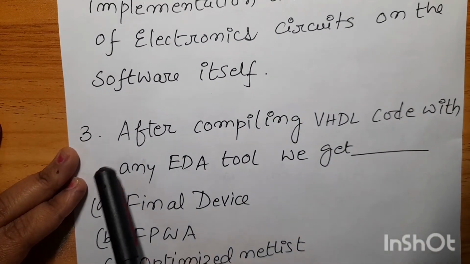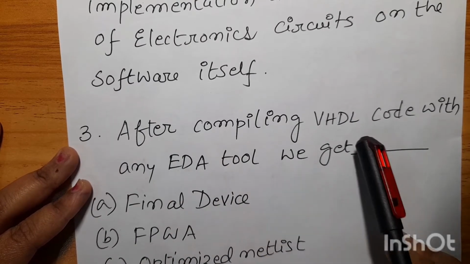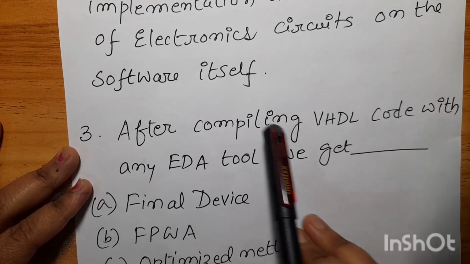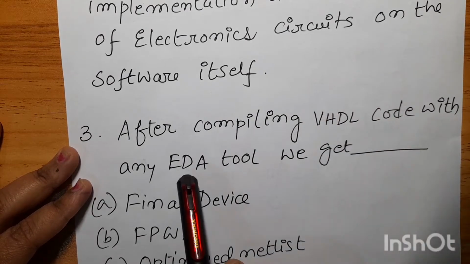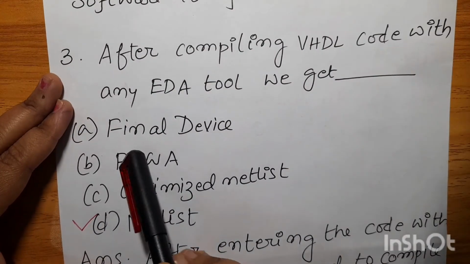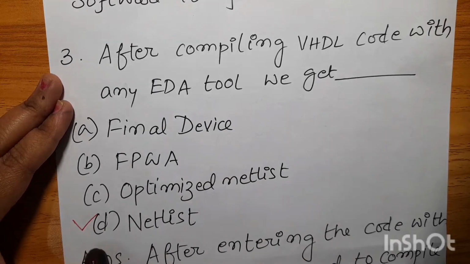Now question number 3. When you compile the VHDL code with an EDA tool, what do you get out of these 4 options? A. Final device, B. FPGA, C. Optimized netlist, or D. Netlist. So we get the netlist, D.